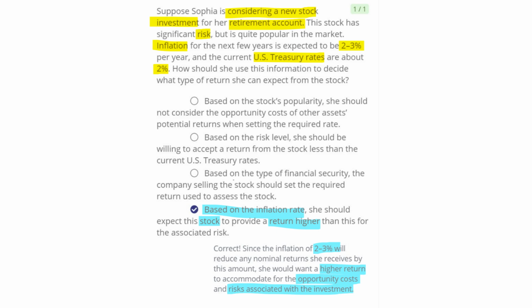Based on the type of financial security, the company selling the stock should set the required return used to assess the stock. Since the inflation of 2-3% will reduce any nominal return she receives by this amount, she would want a higher return to accommodate for the opportunity costs and risks associated with the investment.